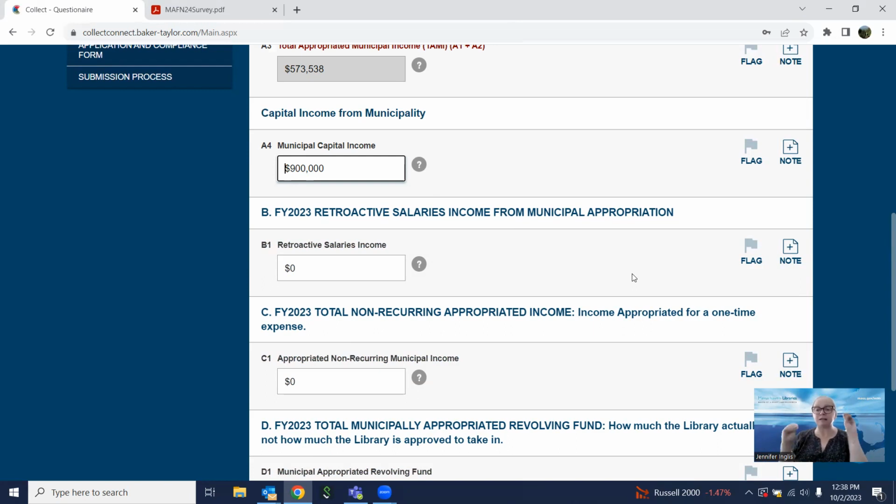So we don't expect to see $900,000 show up in the expenses side. And it could be that it shows up 3 years from now, and that's totally okay. We want the income in the year it was received, and we want the expenditure in the year it was expended or spent.